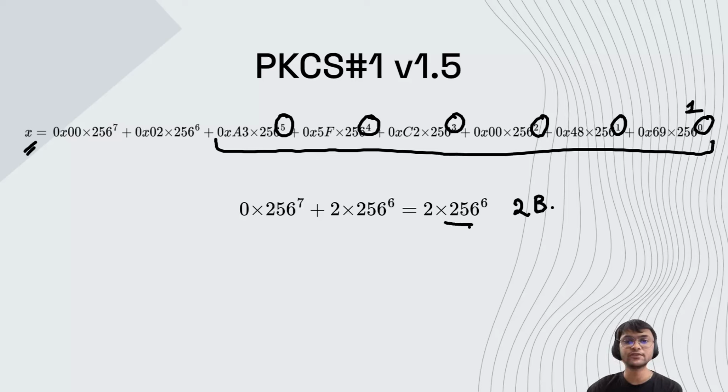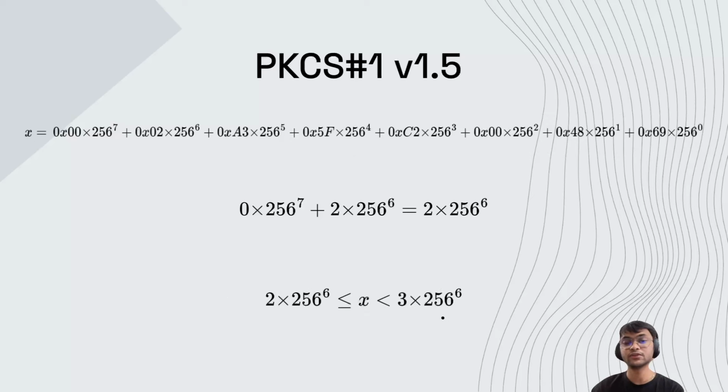What that would mean is that the x that we calculated could be at minimum 2 times B, or at max 3 times B. This whole thing combined could at max reach 256 raised to the power 6, but never equal to 256 raised to the power 6. This is the range that we see here.